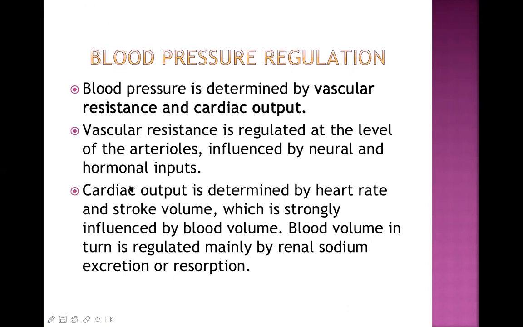So what do you mean by that? Hormonal means all those different hormones or humoral mechanisms which we discussed, like angiotensin 2, isn't it? Endothelin, and all different examples are there. Cardiac output is determined by heart rate and stroke volume, which is strongly influenced by blood volume. Blood volume in turn is regulated mainly by renal sodium excretion or resorption. And this is the job of aldosterone. So everything is connected with each other.